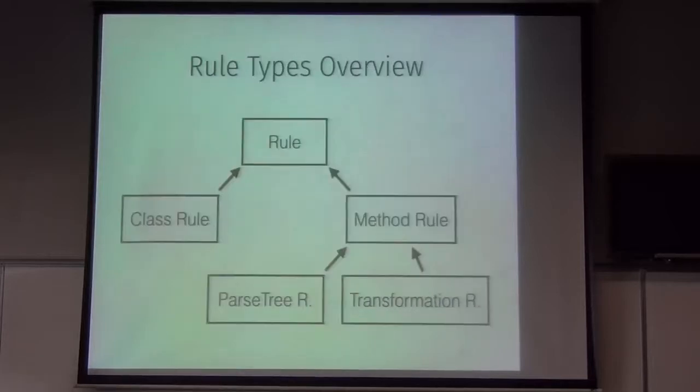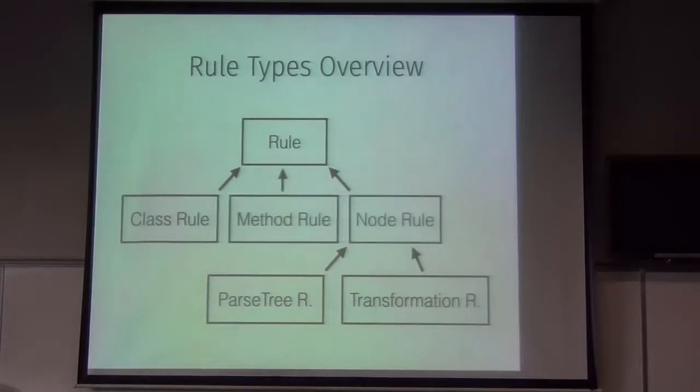So that's what we did. Instead of this, we created something like this. You have rules that check methods, but you also have rules that check single nodes. And then the matching rules and the rewriting rules are just a subtype of that.